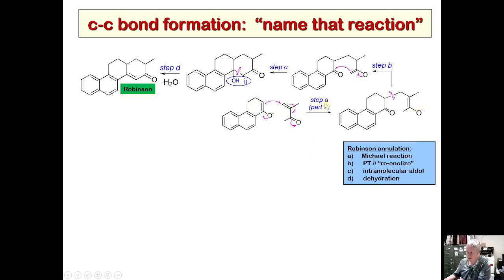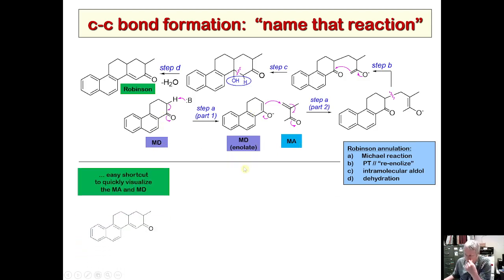And then I'm calling this step A part 2 because step A, the Michael, really has two parts. Make the enolate, or go from the ketone to the enolate, with the Michael acceptor to do the Michael. This is the actual Michael, but then if we go back one more step, it'll be making this enolate, and so there it is. All right, cool. That's a neat little exercise. There's our Michael donor, non-enolate form, Michael donor, enolate form. There's our Michael acceptor.